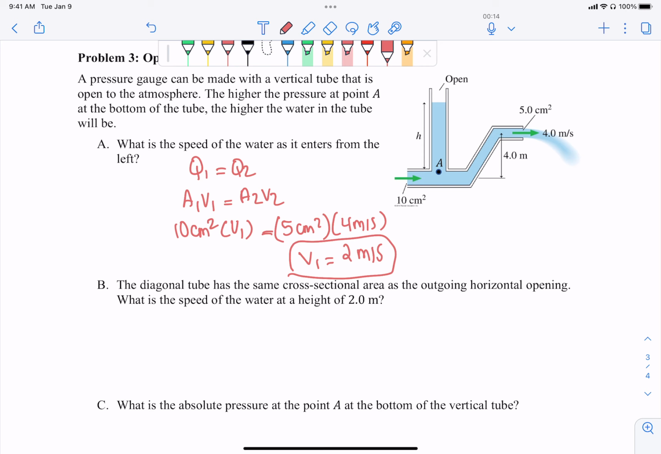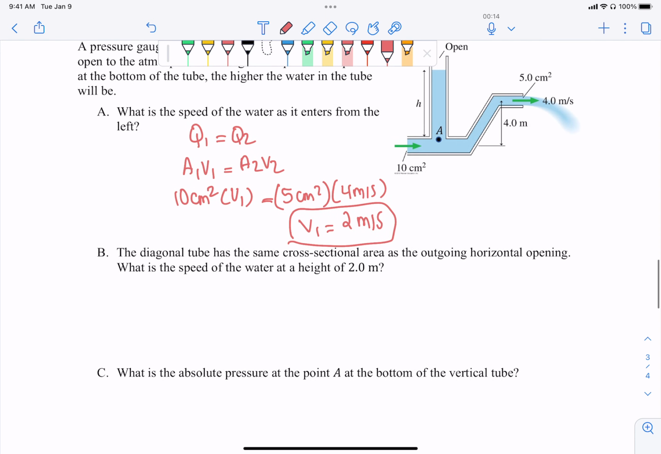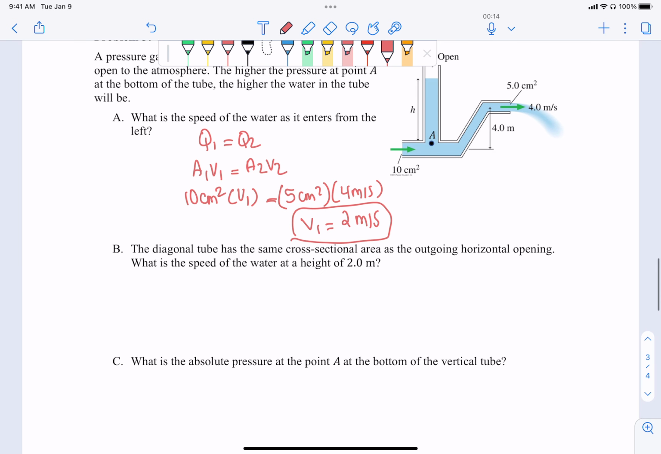Okay. If no one has any questions for part A, we can move on to part B. Part B says the diagonal tube has the same cross-sectional area as the outgoing horizontal tube or horizontal opening. What is the speed of the water at a height of 2 meters? It's just asking us what is the speed of the water at a height of 2 meters.